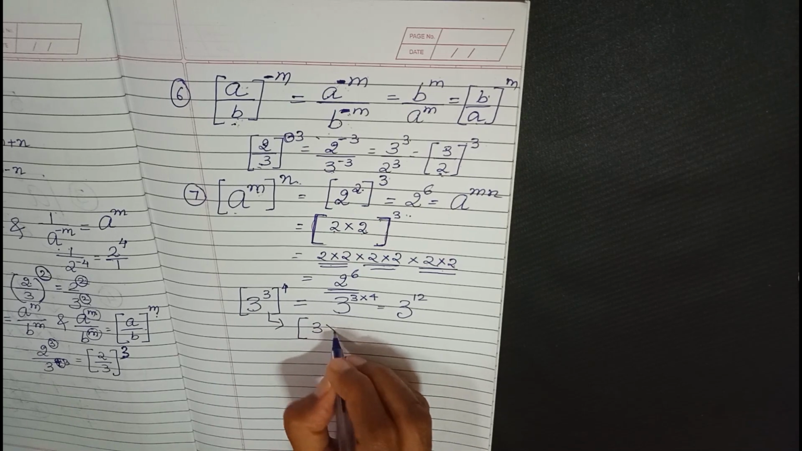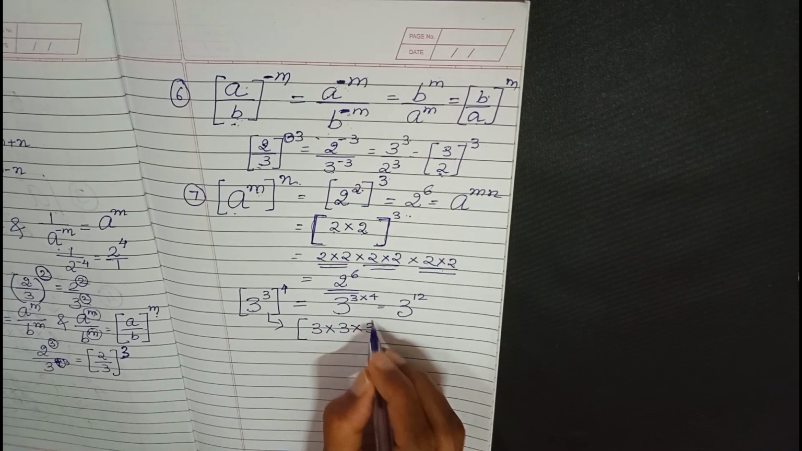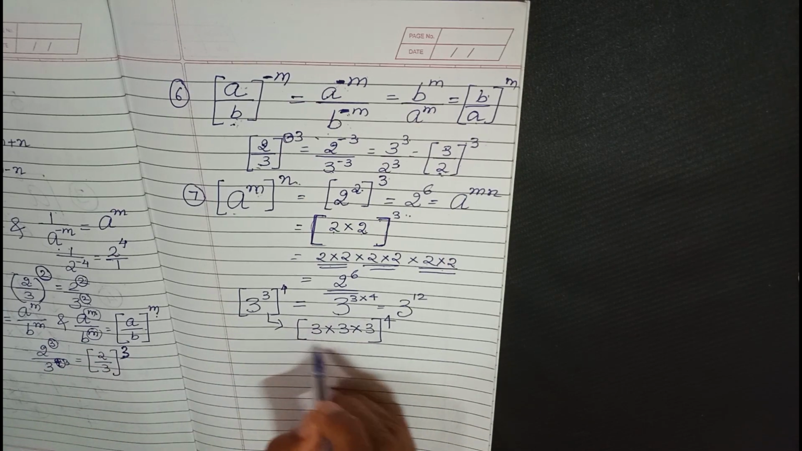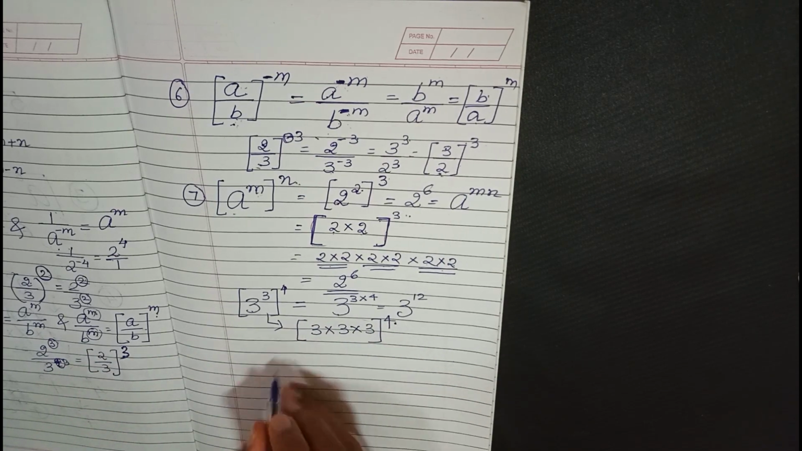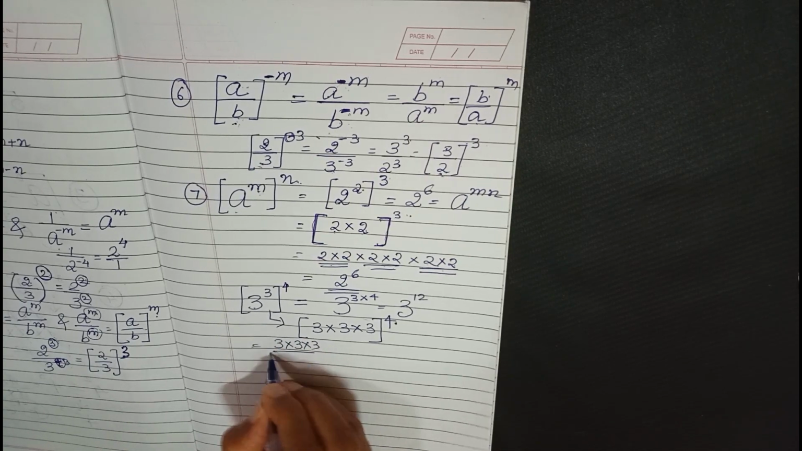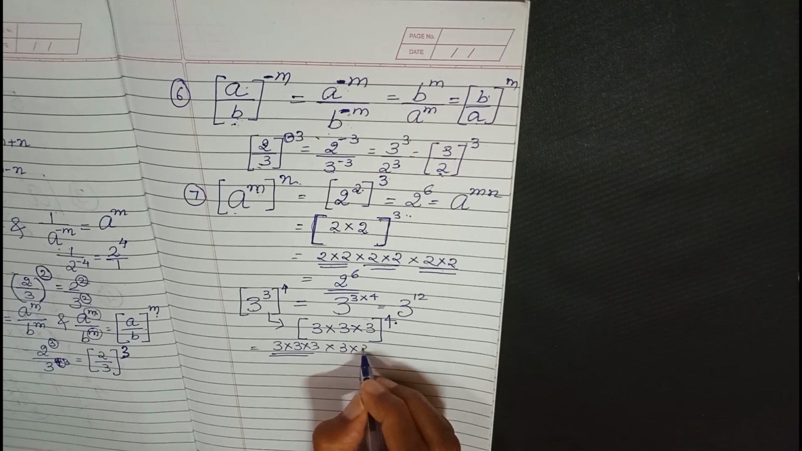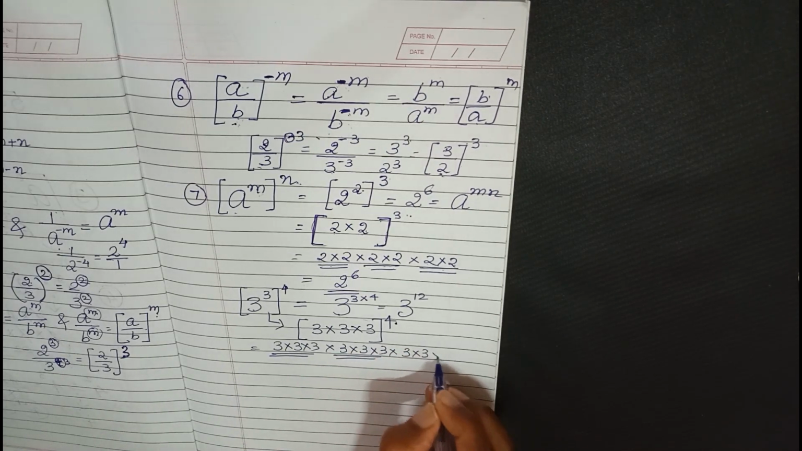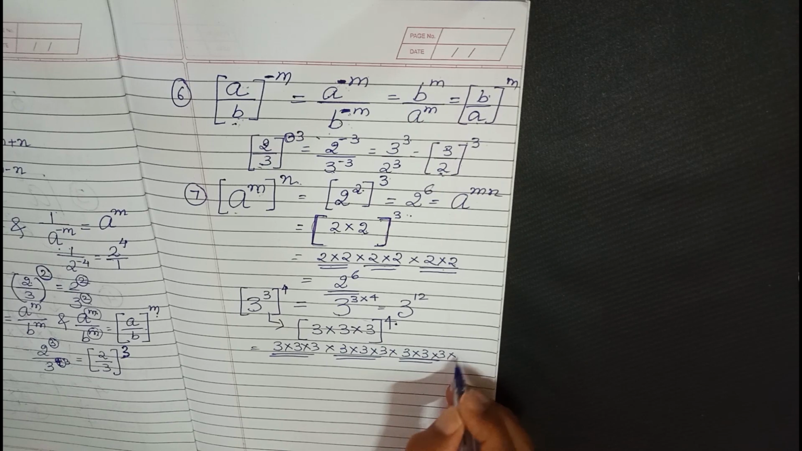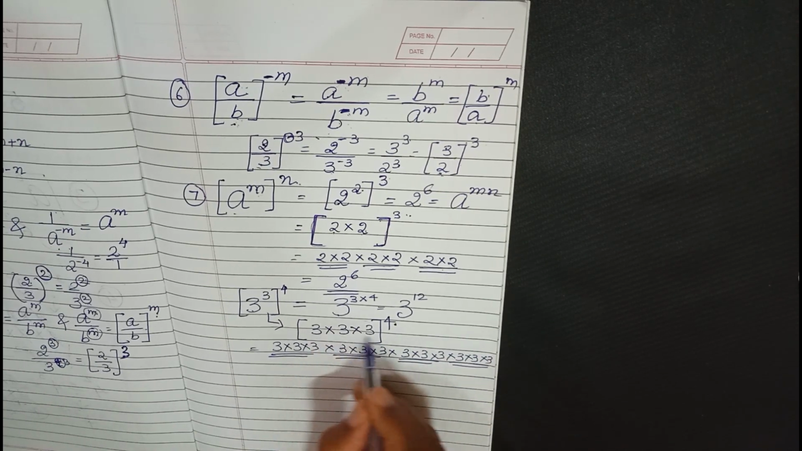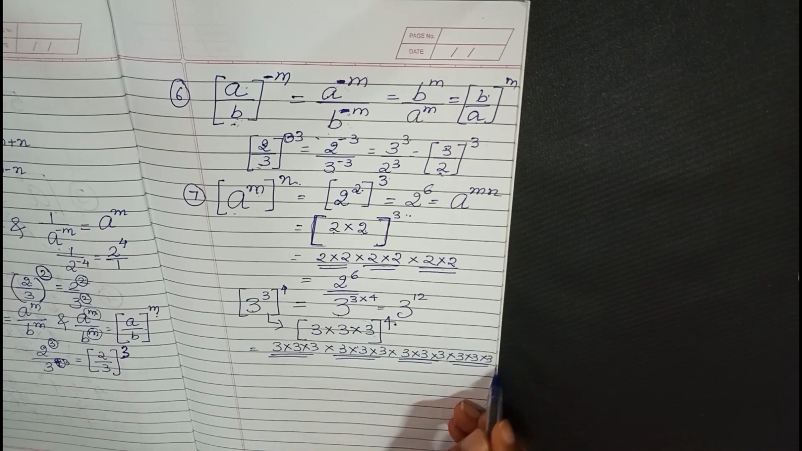Let us see whether on expanding we get the same thing. 3 raised to 3 can be written like this, inside the bracket, raised to 4. That means I have to multiply this bracket 4 times. So this is one time, second time, third time, and the fourth time. So you can see I have multiplied this bracket 4 times.